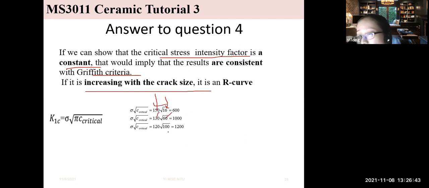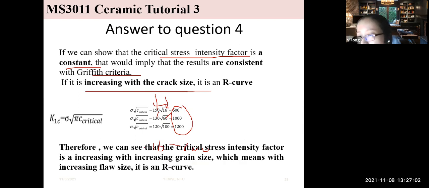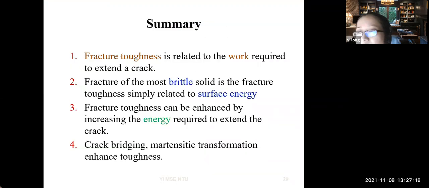Each of them, you can see when the crack size increased from 16 to 100, the toughness actually increased from 600 to 1200. So it nearly doubled. Obviously this is not a fixed value, so we say, hey, it is an R curve. We can see that the critical stress intensity factor is increasing with increasing crack size, which means it is an R curve. I'm going to give you the answer later, don't worry. So the summary is that fracture toughness is related to the work and extent of the crack.